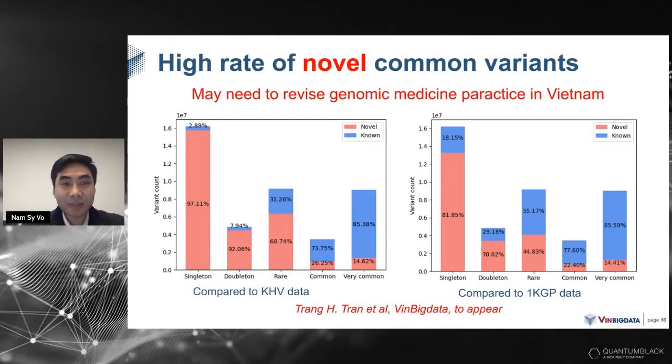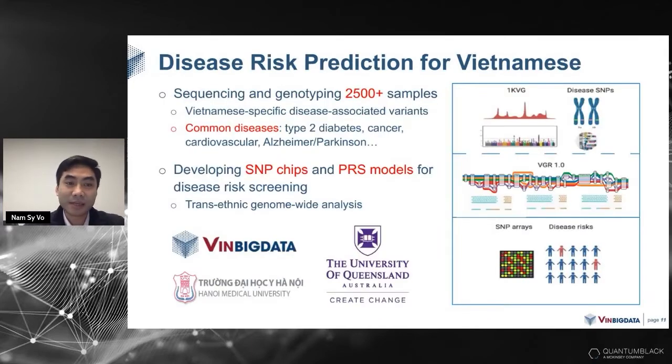And here is our project of disease risk prediction for Vietnamese that we are sequencing and genotyping more than 2,000 samples. And we consider Vietnamese specific disease-associated variants with common disease like type 2 diabetes, cancer, and cardiovascular, Alzheimer, Parkinson. And we are developing SNP chips and PRS model for disease risk screening and using the trans-ethnic genome-wide analysis. So here's a project that we collaborate with a leading medical university in Vietnam, the Hanoi Medical University, and the University of Queensland in Australia.